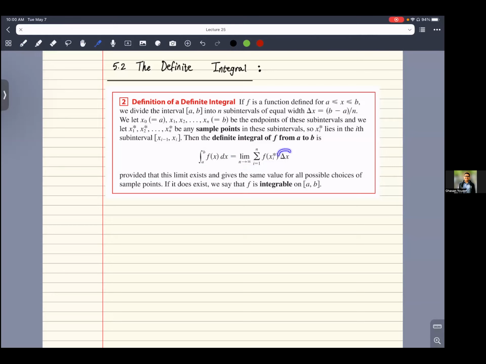By the way, what is delta x? As you saw before in 5.1, what's delta x? Isn't it b minus a over n? Exactly. So the integral equals the limit of the sum of f of x_i star delta x, i equals 1 to n, as n goes to infinity.